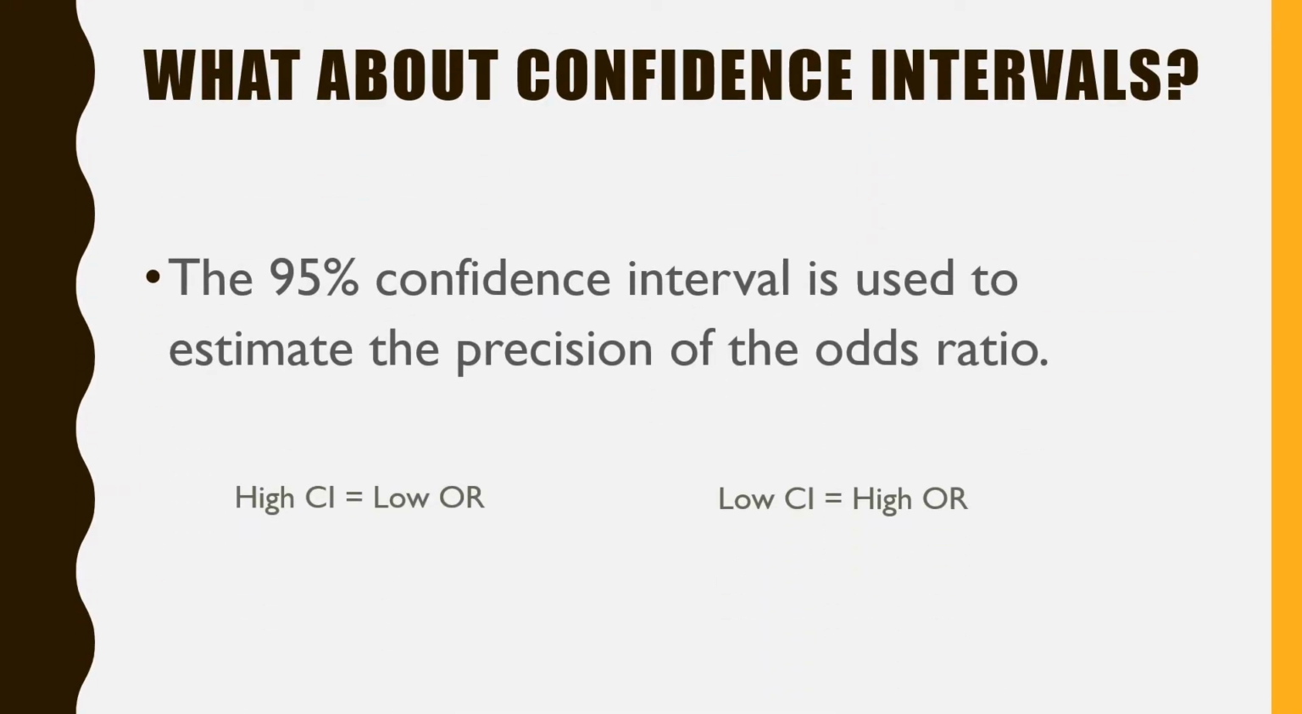Well, what about the confidence intervals, you might ask? Well, the 95% confidence interval is used to estimate the precision of the odds ratio. If the confidence interval is high, then this indicates a low level of precision of the odds ratio. And then if the confidence interval is low, then this indicates a higher precision of the odds ratio.